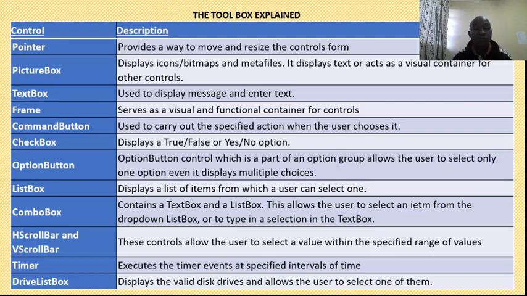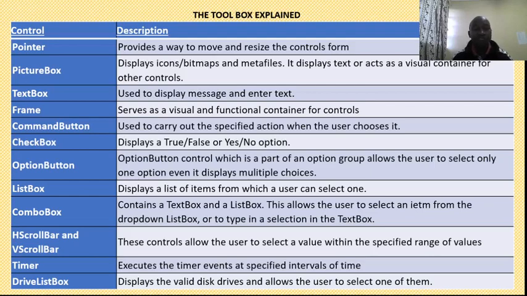Then you have the combo box. It contains a text box and a list box. This allows the user to select an item from the drop-down list or to type in the selection text box. Then we have the horizontal and vertical scroll bar. These controls allow the user to select a value within the specified range of values. We have the timer. It executes the timer events at specified intervals of time.